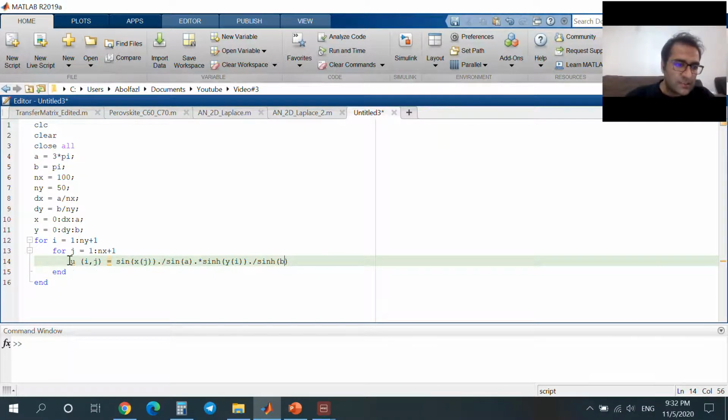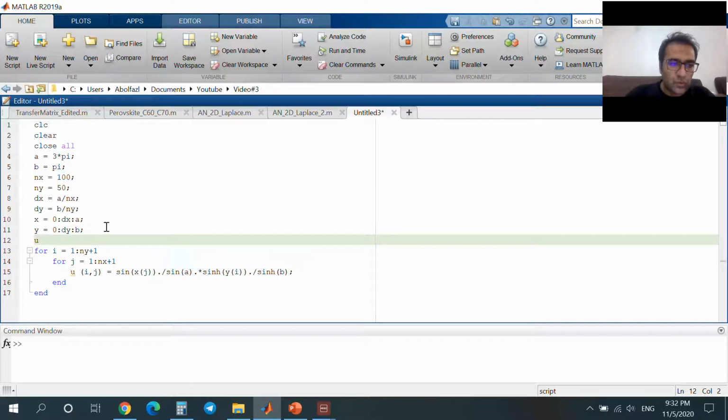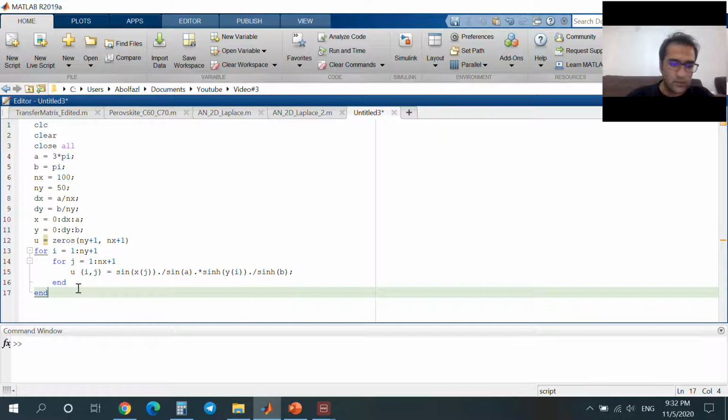And here you see this is underlined with an orange line, and it states that u is not defined here. So let's define some memory for u, and we say that u is zeros of ny plus 1 and nx plus 1, right?